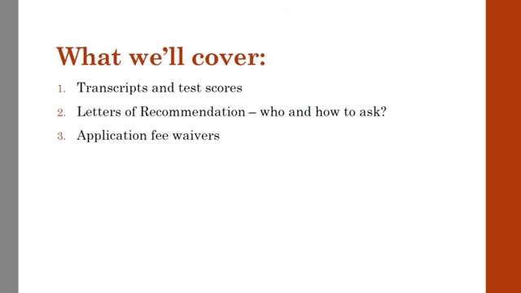The supplemental materials that we will cover in part 4 of this series is how to request transcripts and test scores be sent to the UW school system that you're applying to, how and who to ask for letters of recommendation, and how to apply for fee waivers if needed. First, we will discuss requesting and sending transcripts from previous and current institutions.